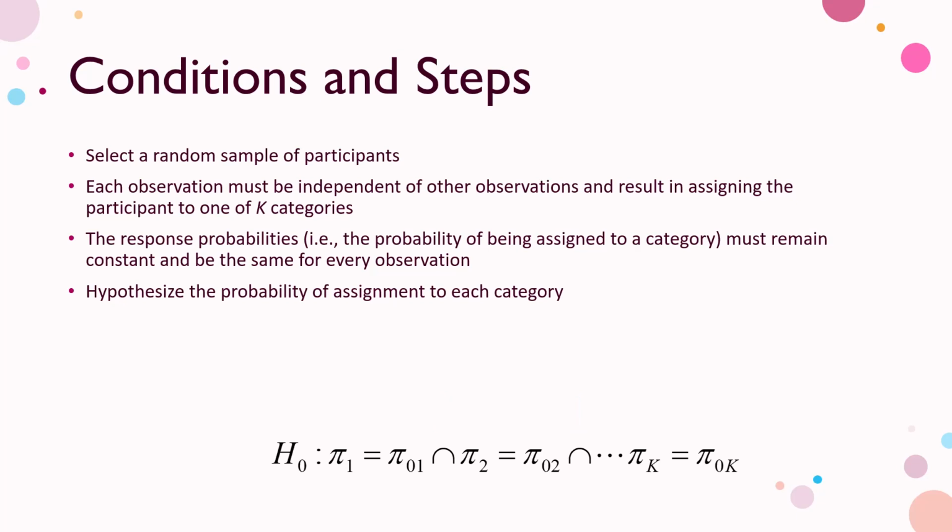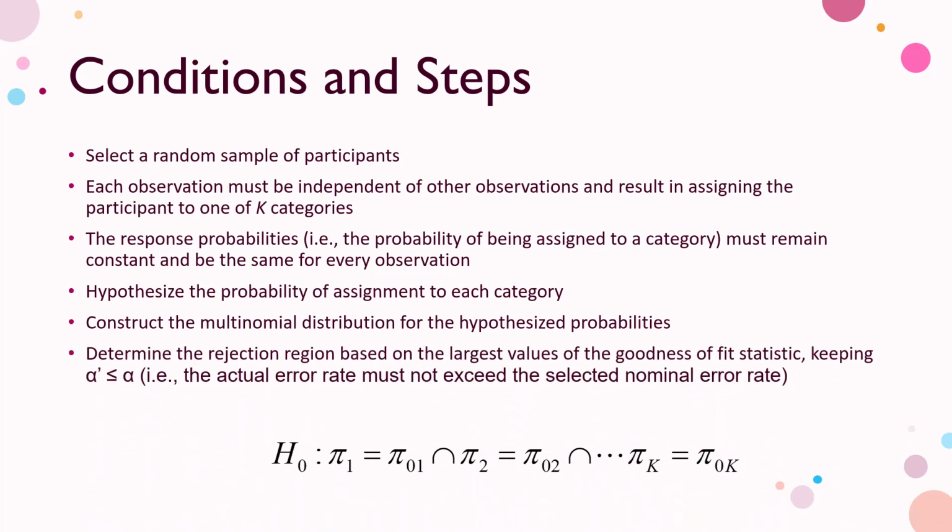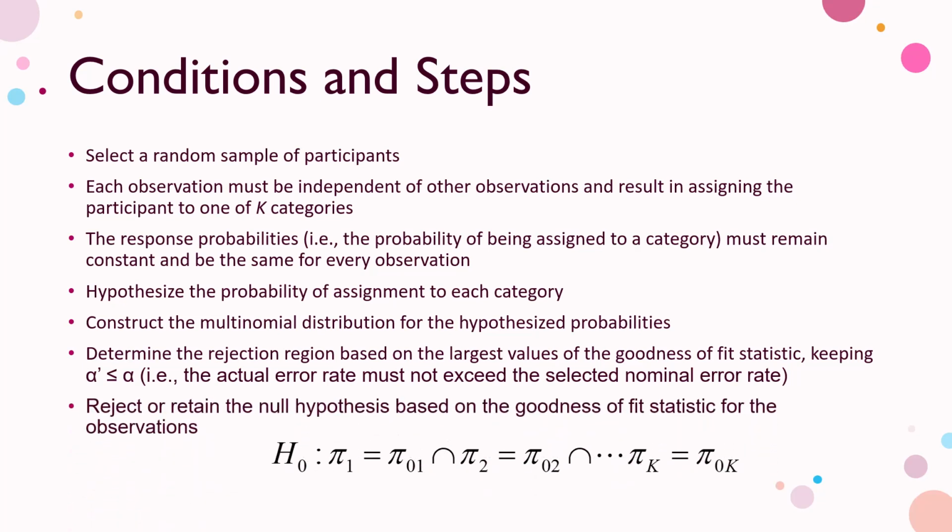That is, the null hypothesis is that all the probabilities we specify for all of the categories are correct. Construct the multinomial distribution using these hypothesized values, and then determine the rejection region based on the largest values of the goodness of fit statistic, keeping our alpha prime, that is our actual type 1 error rate, less than or equal to alpha, our nominal type 1 error rate. Reject or retain the null hypothesis based on the goodness of fit statistic. That is the statistic that we actually calculate based on the observations we make.